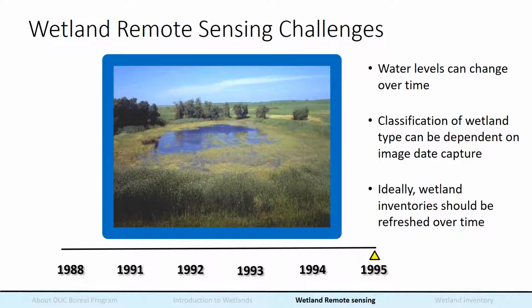So classification of wetland type can be dependent on an image capture date. And ideally, our wetland inventory should be refreshed over time. And this just depends on the funding availability. But of course, we know wetlands are changing drastically with climate change.